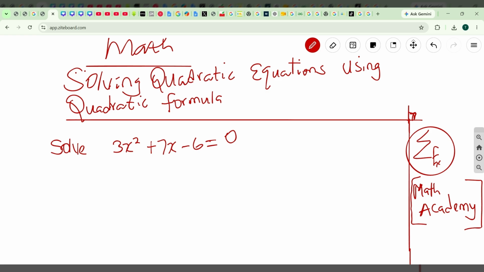be factorized. And then the second method is using the completing the square method, where you take half of the coefficient of x and square it, and add it to both sides. So you add it to the right side and then you add it to the left side. And then secondly, we also have the method of quadratic formula, which is the method we are going to be using today in solving this equation.